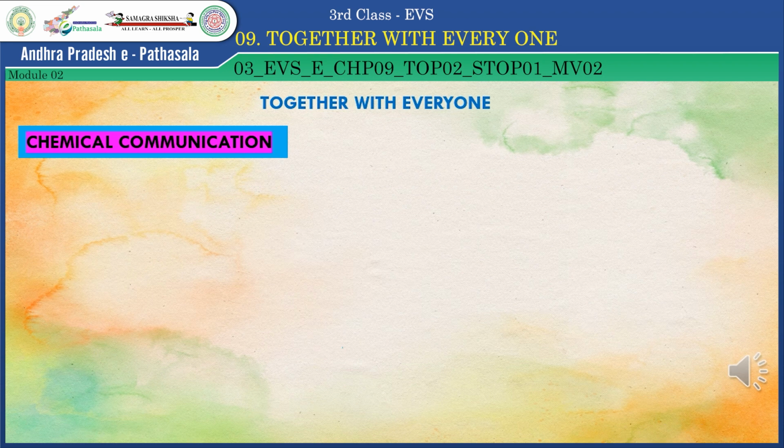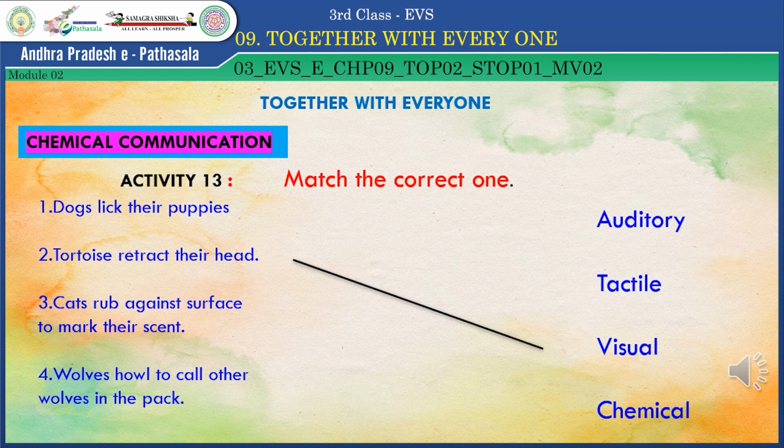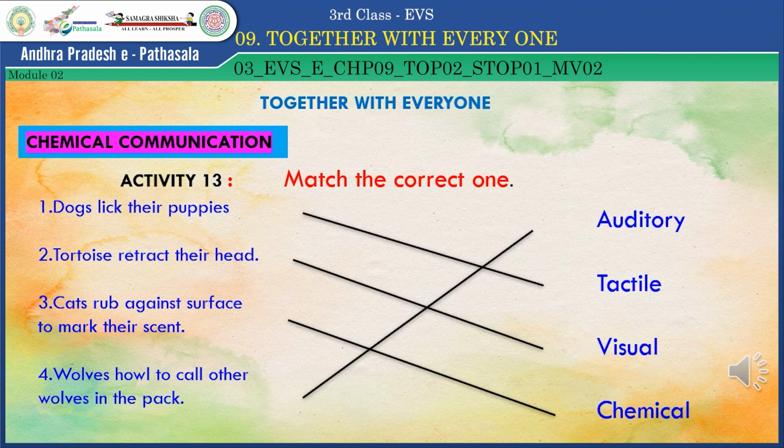Children, match the correct one. Dogs lick their puppies. Tortoise retract their head. Cats rub against surfaces to mark their scent. Wolves howl to call other wolves in the pack. We have to match these with auditory, tactile, visual, chemical. Within a short period, you have done perfectly. You are stupendous.